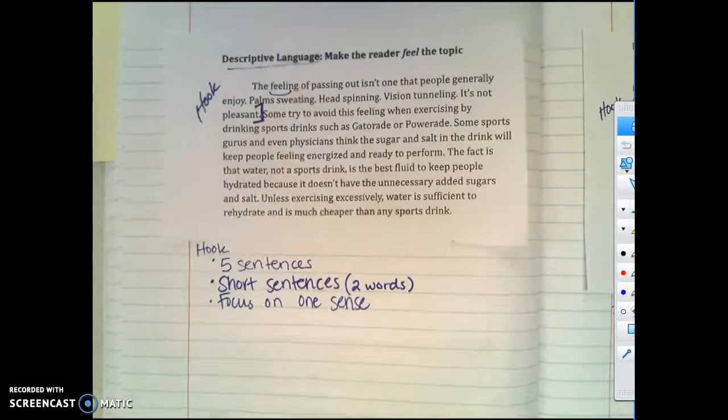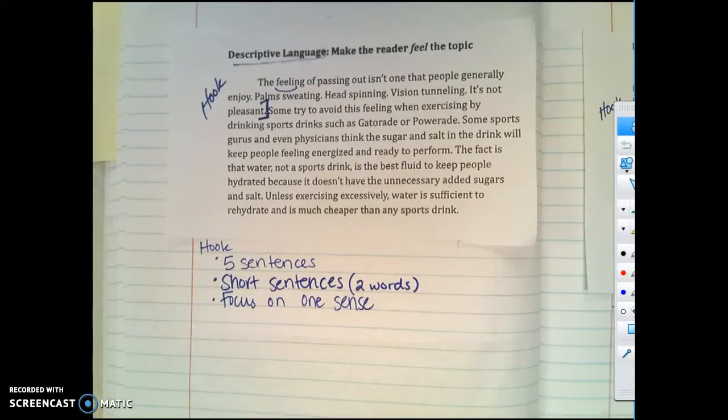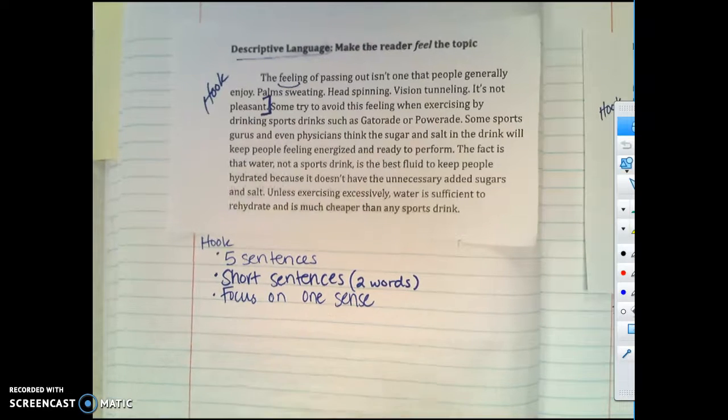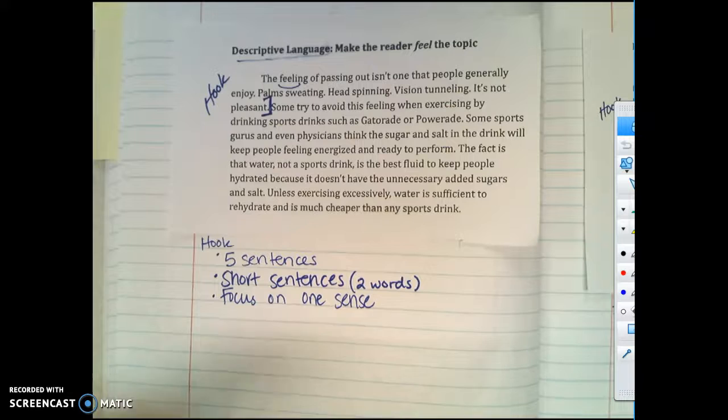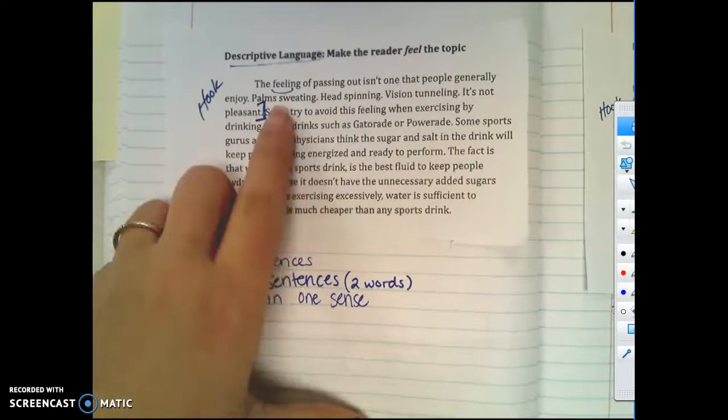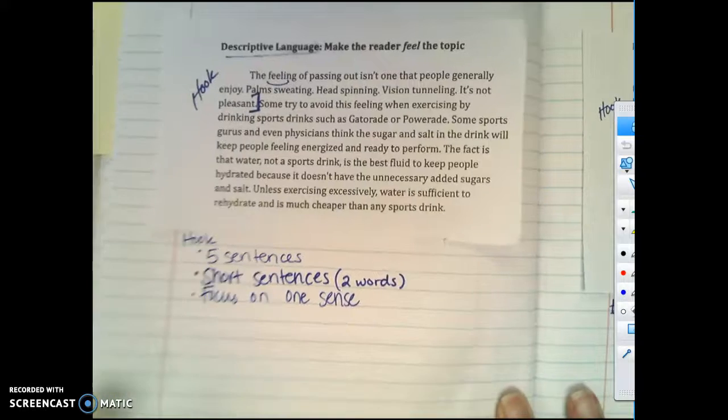So a feeling or your 5 senses, right? Smell, sight, sound, touch, taste. So make sure you do that. Okay? So pretty simple, pretty easy one. Practice this one, and again, 2-word sentences are the big thing here.